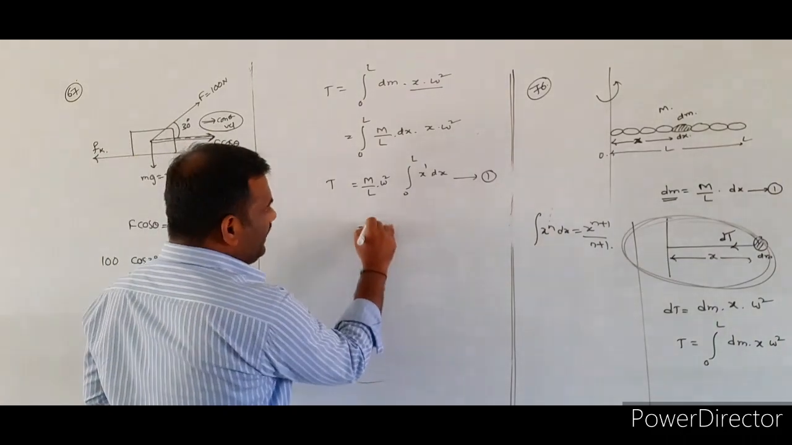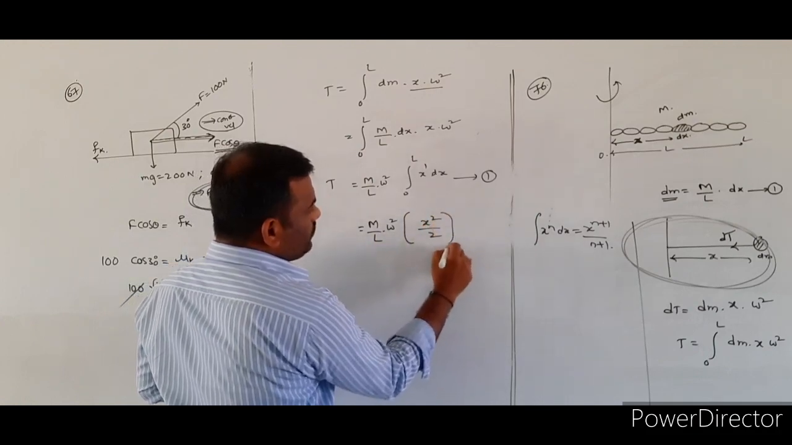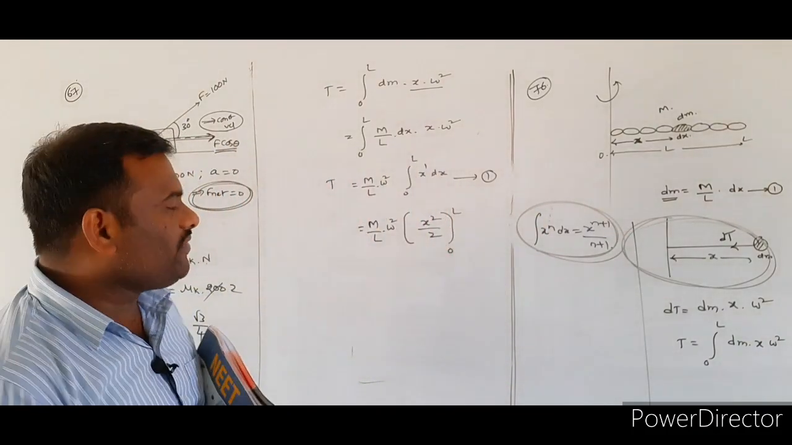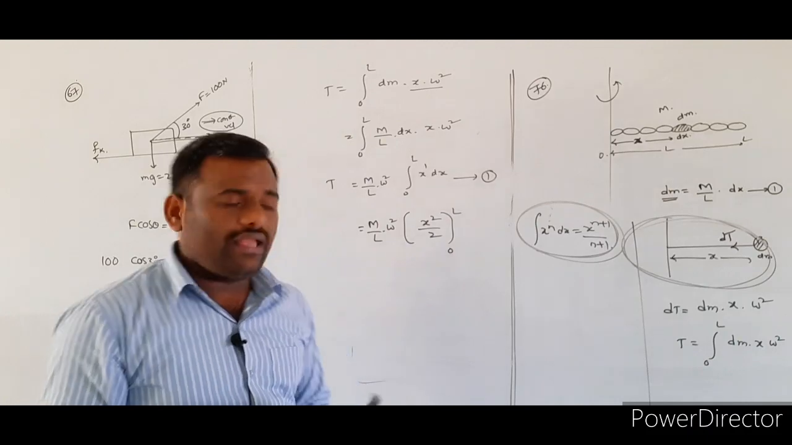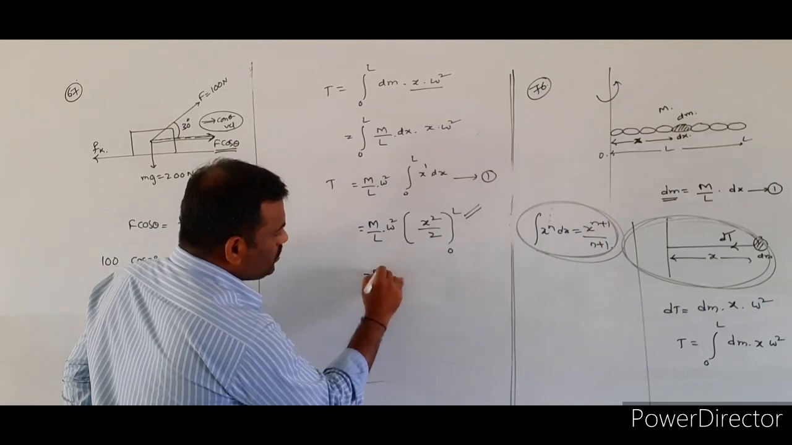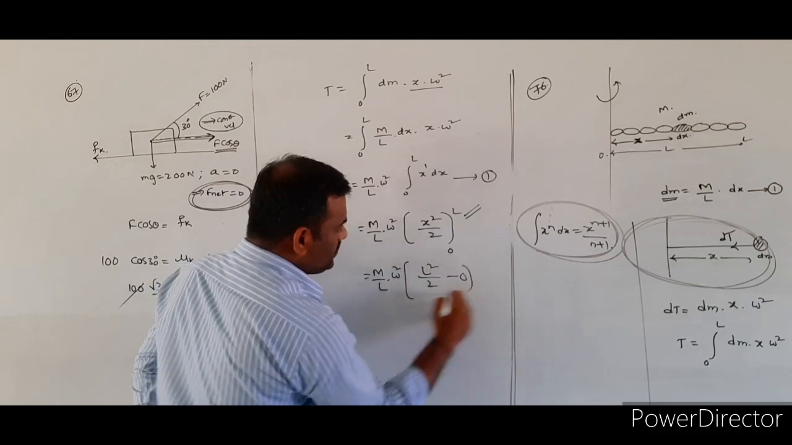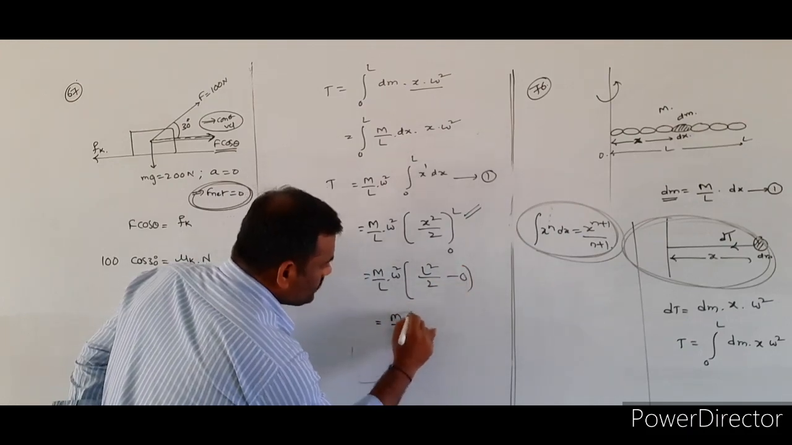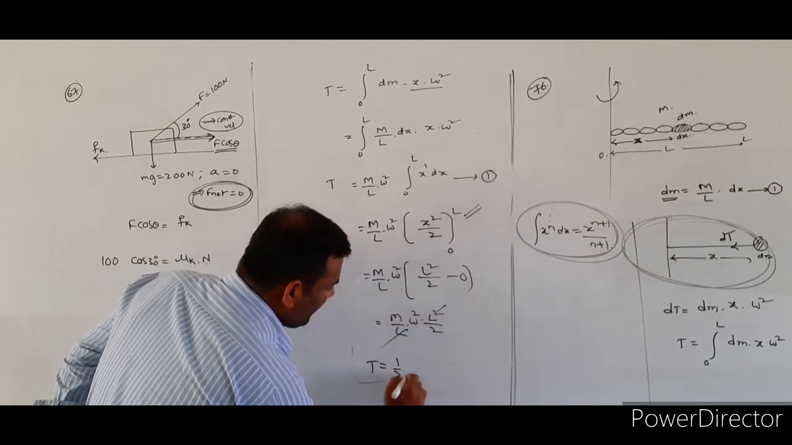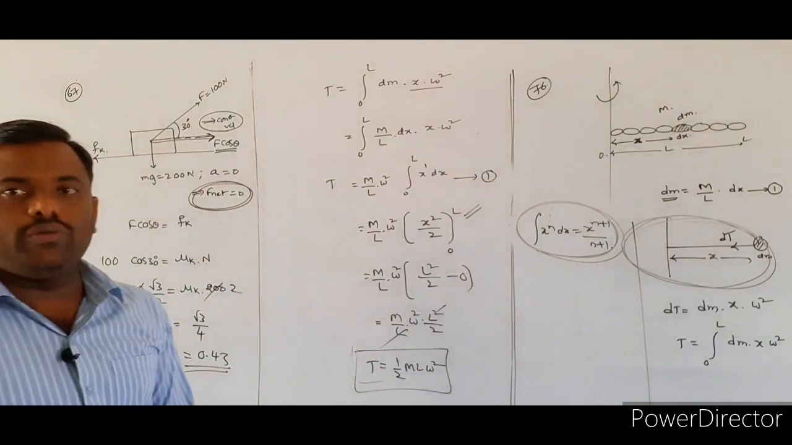So this value becomes m by L into omega square. That value becomes x square by 2, by using the standard integration formula: integral x power n dx is equal to x power n plus 1 by n plus 1. Here first we have to substitute the upper limit, then the lower limit. So m by L into omega square, upper limit value L square by 2 minus 0. M by L into omega square, this value is equal to L square by 2. L getting cancelled, therefore the required value is equal to 1 by 2 m L omega square.